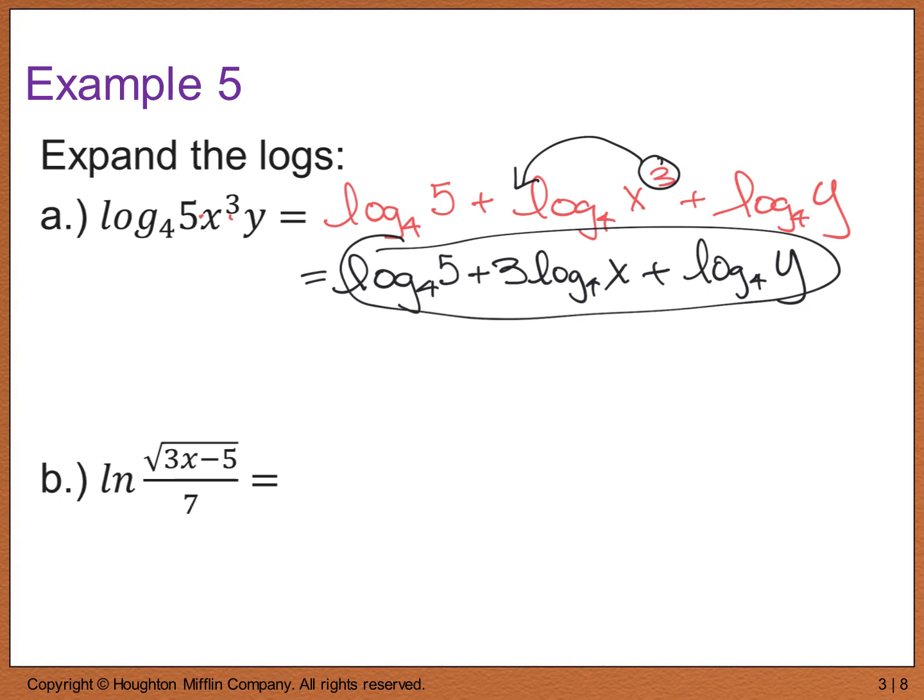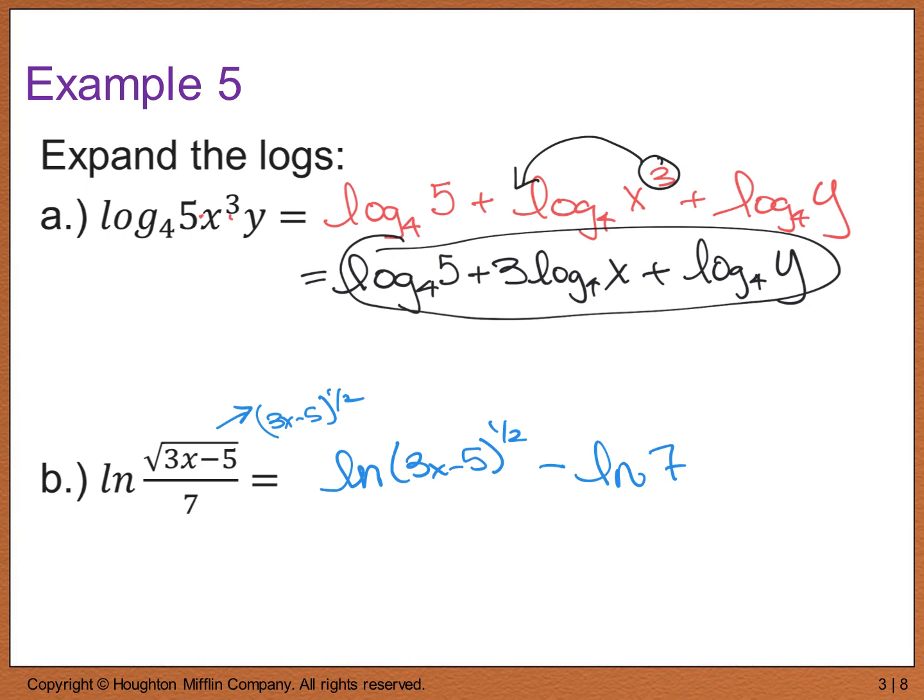For part B, I'm doing the natural log, and I always separate this up into parts. I try not to do everything all at once. So this right here, I could really write as 3x minus 5 being raised to the 1/2 power. So if I do that, now I have the natural log of 3x minus 5 being raised to the 1/2 power. My division tells me that I'm really going to subtract the natural log of 7.